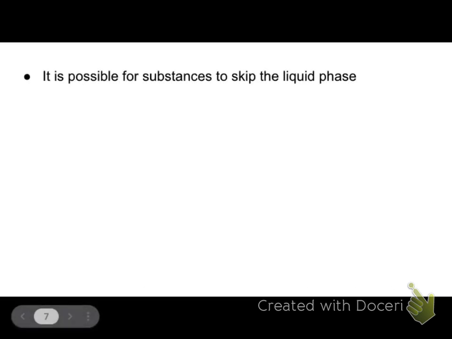It is possible for substances to skip the liquid phase. So substances don't have to melt and then boil or condense and then freeze. They can skip that step altogether.